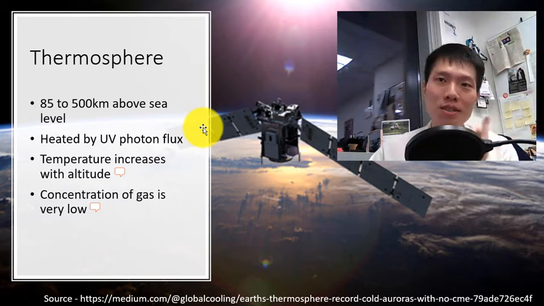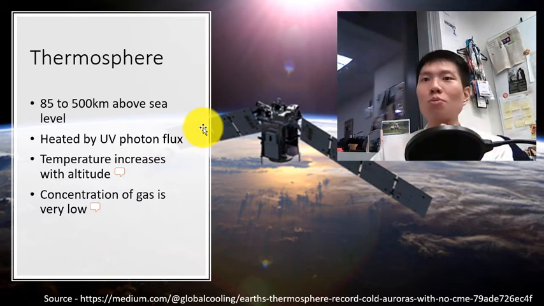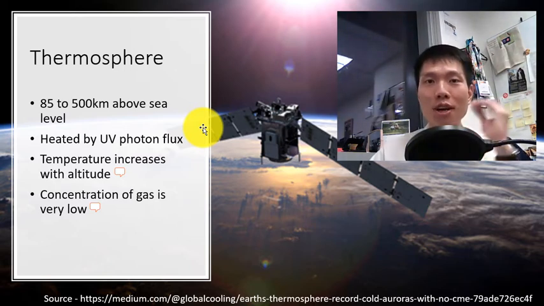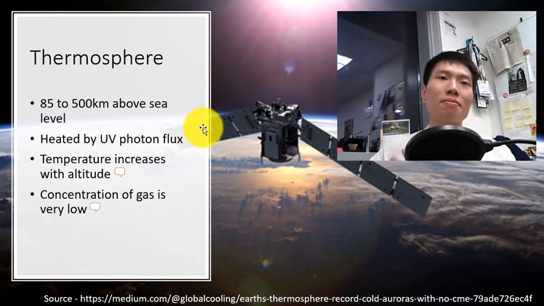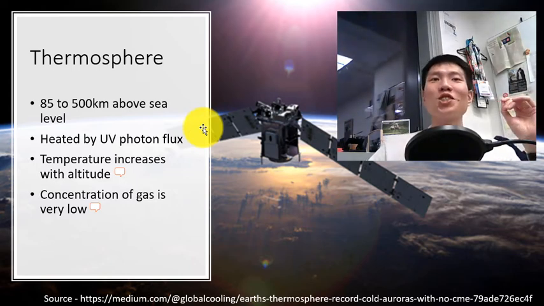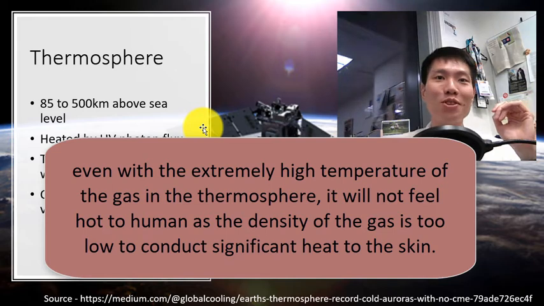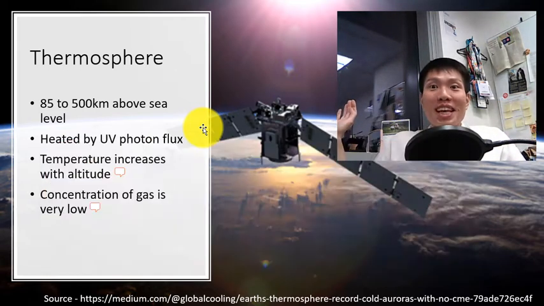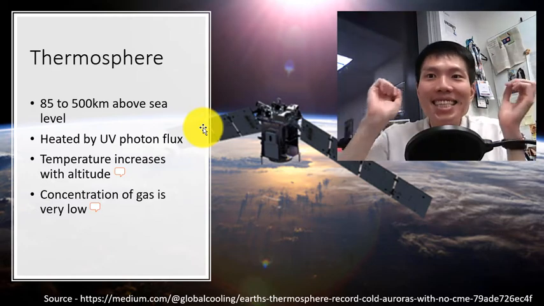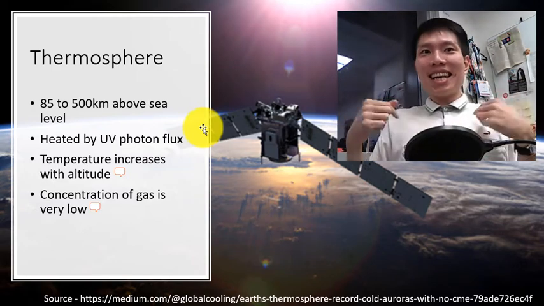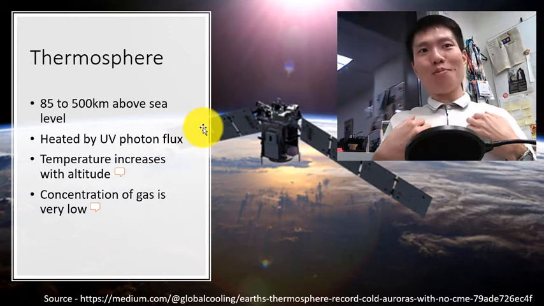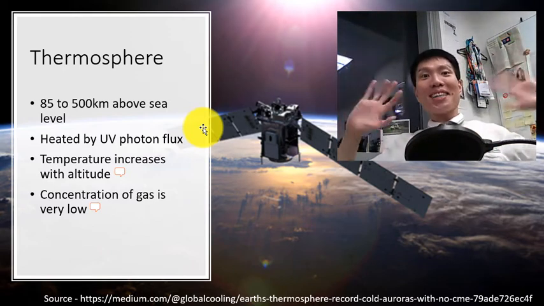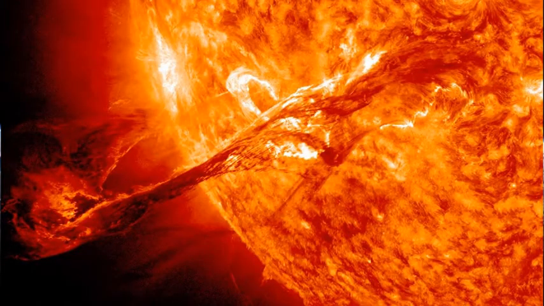Now, the temperature in this thermosphere can go up to an extreme 2.5 thousand degrees Celsius. Nobody can survive if we are just out there without any protection. But the cool thing is, even with the extreme high temperature of the gas in the thermosphere, it will not feel hot to the human, as the density of the gas is too low to conduct any significant heat to the skin. Instead, we still die if we go up there, because we get fried by the UV radiation from the sun.